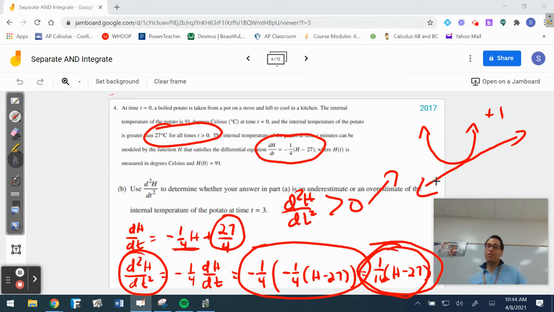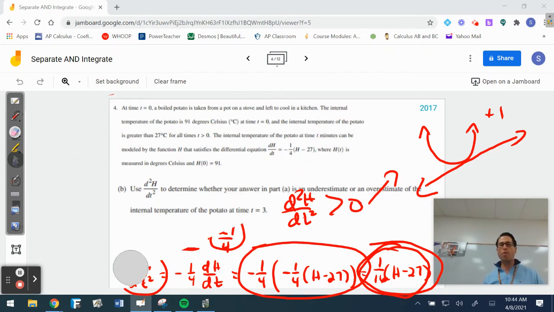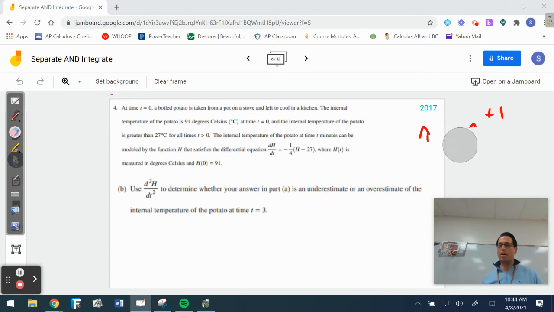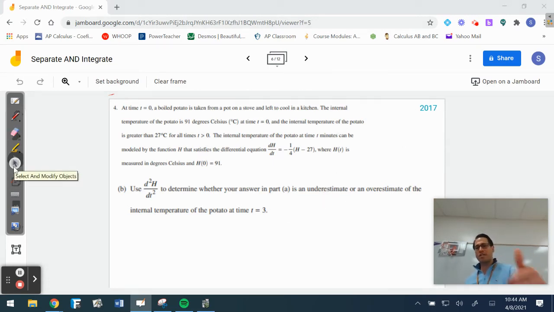And believe it or not, that was just worth a point. Wow, that was just worth a point. So you had to get all of that correct. Normally, when I see this question on tests, old AP questions, it's usually worth at least 2. They usually will give you a point for the second derivative and a point for your reasoning. But here, it was only worth a point. So the second derivative had to be correct, and your underestimate had to be correct with the appropriate reason.